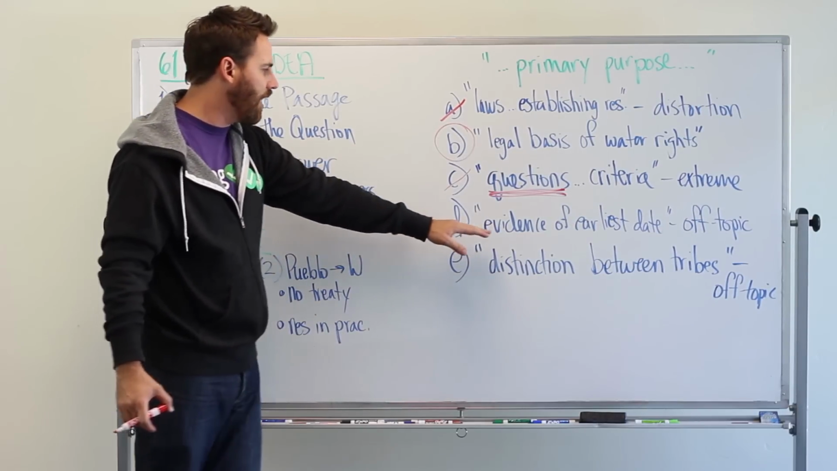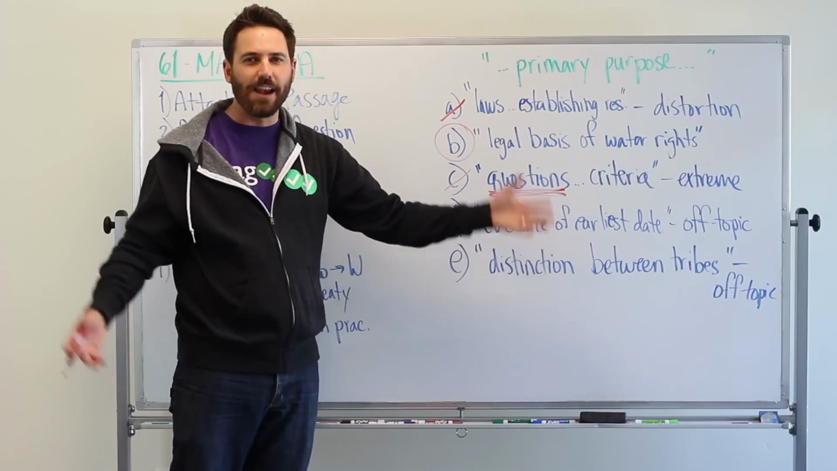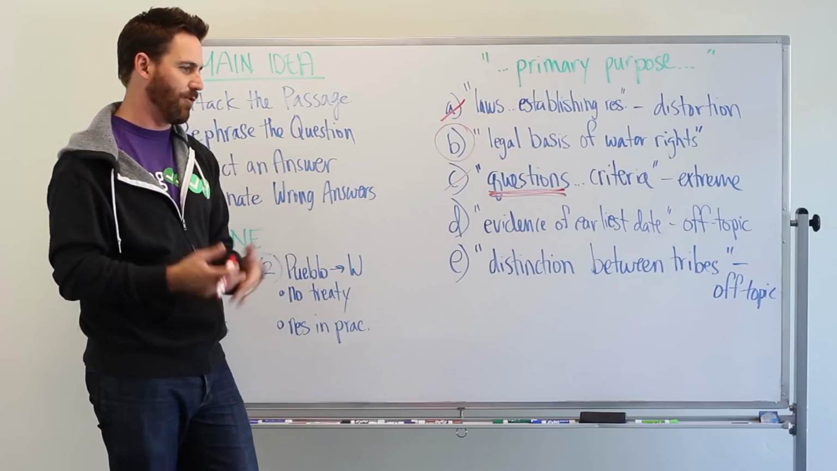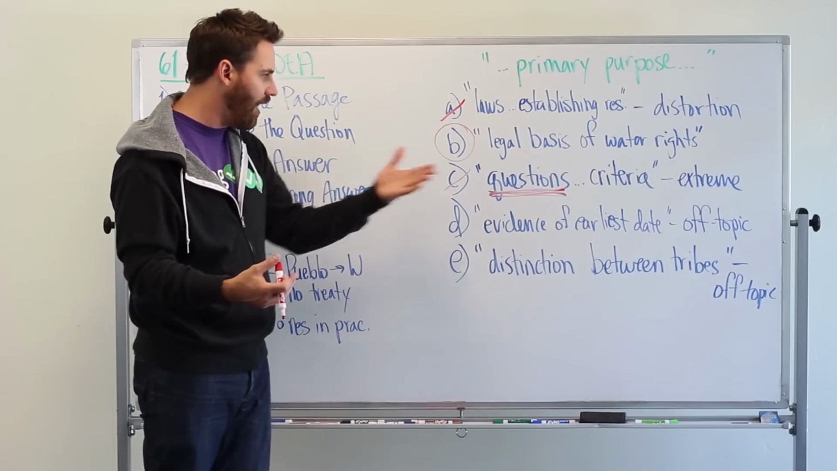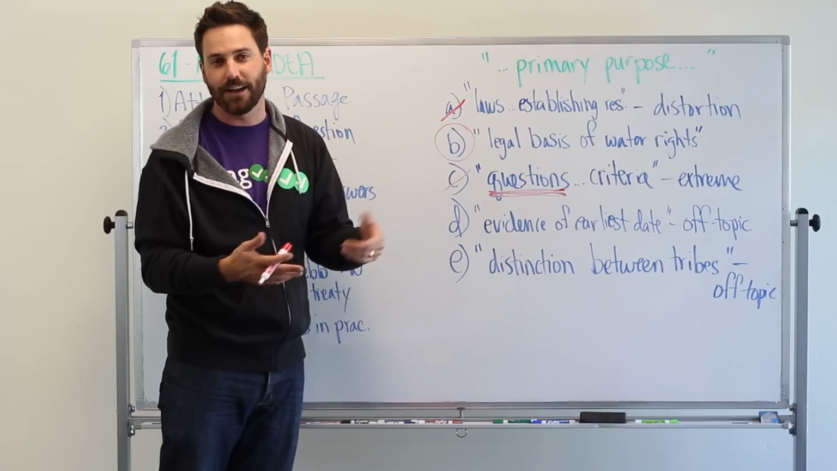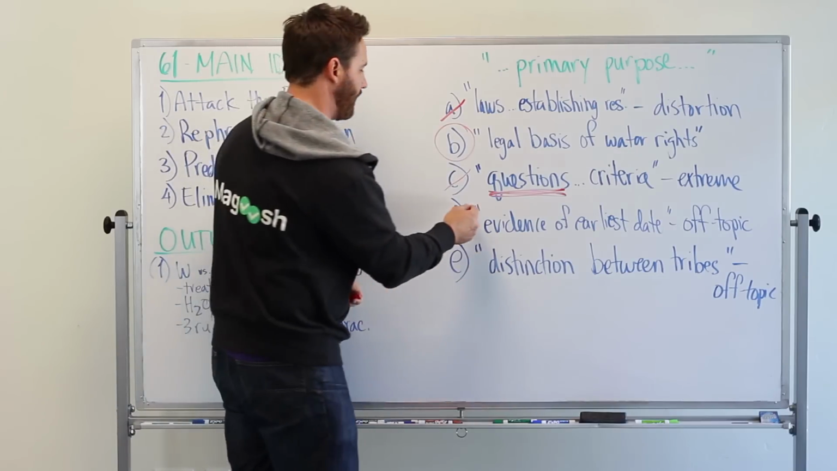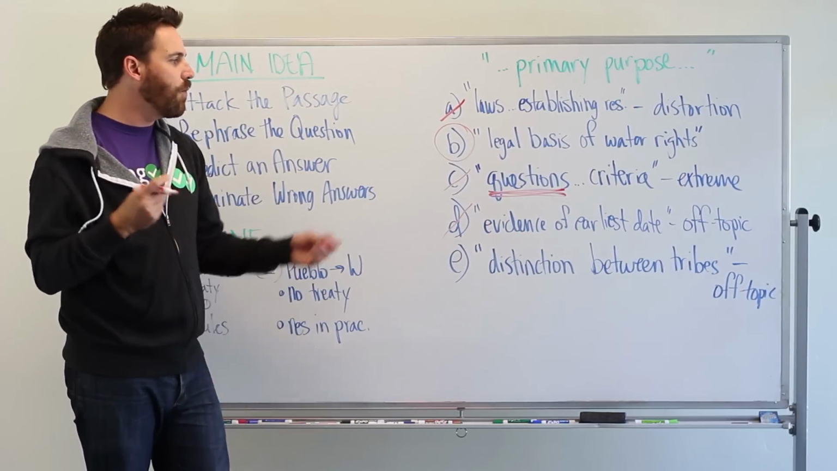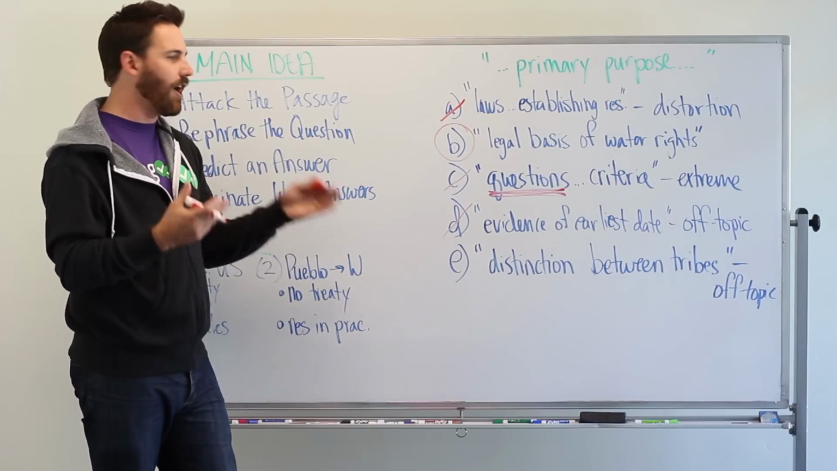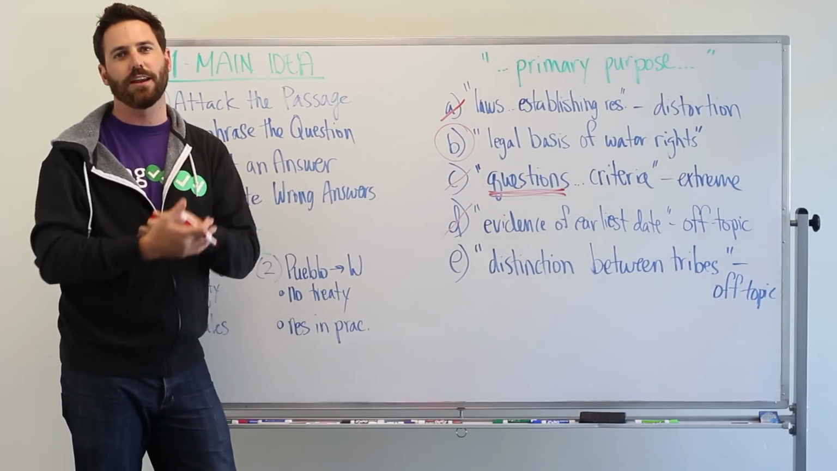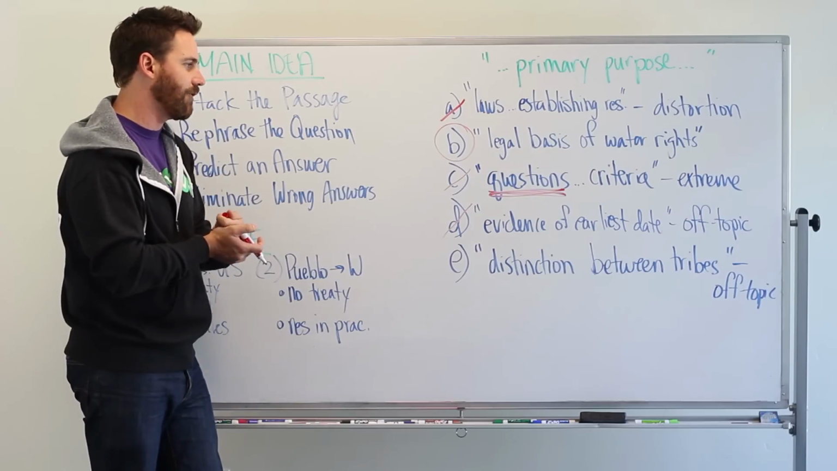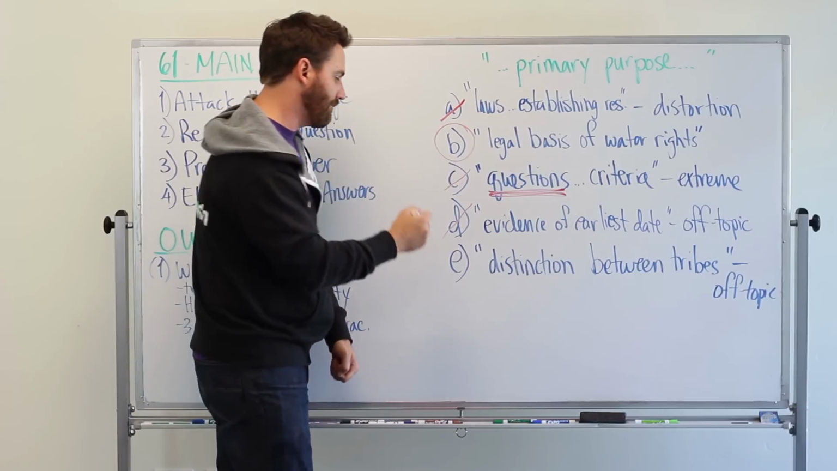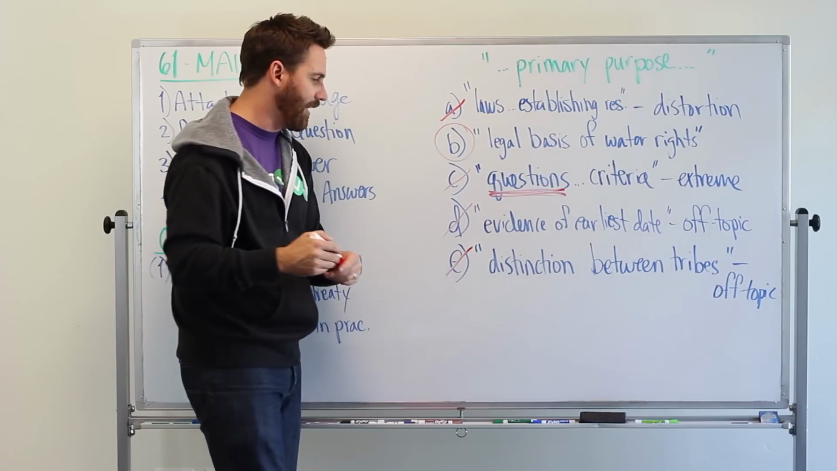D talks about evidence of the earliest date of reservations. This would be if maybe the passage were more historical, but there's no discussion of the evidence of the earliest reservation at all in the passage, so this is off topic. And then finally E, distinction between tribes. So we're talking about, again, the legal basis for water rights for all Native American tribes and reservations, not distinctions between them or differences between them. So this is off topic as well, and we can eliminate it.